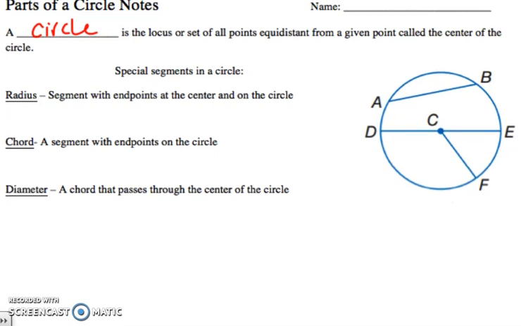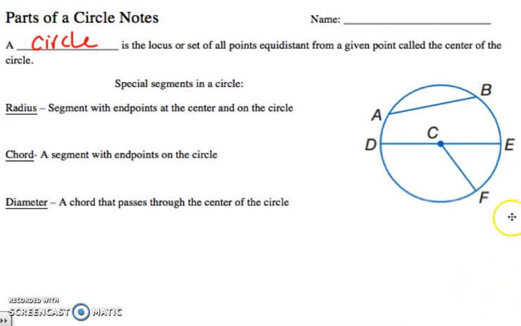the circle. So what that means is if I have this circle over here, C, you name it by the center, that means every single point on this line is the same distance to the center of the circle. Okay, so that's how you get a circle. And so how you would see it called is a circle with a dot in the middle, C. Okay. So special segments in a circle.